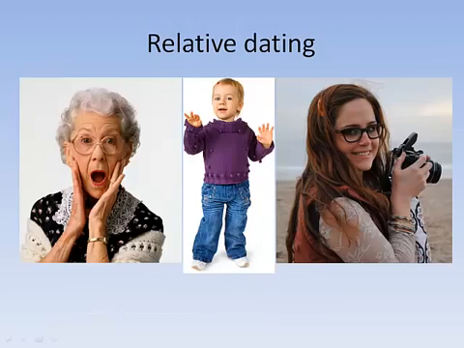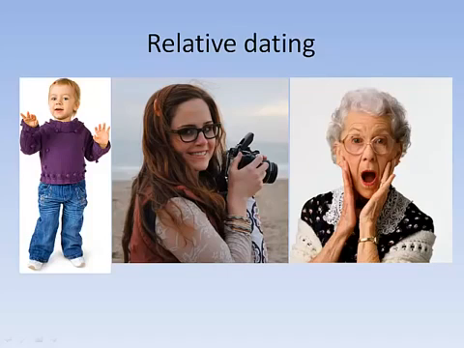Let's look at these pictures for a minute, and this will help you understand relative geologic dating. When you look at the pictures of these three people, you don't know their birthdays. You don't know their exact ages. But do you have any trouble putting them in order from the youngest to the oldest? Nobody does. It's obvious that this person is younger than this person, and this person is younger than that person. And we don't need to know their exact birthdays to be able to put them in order from youngest to oldest. That's the idea behind relative geologic dating.